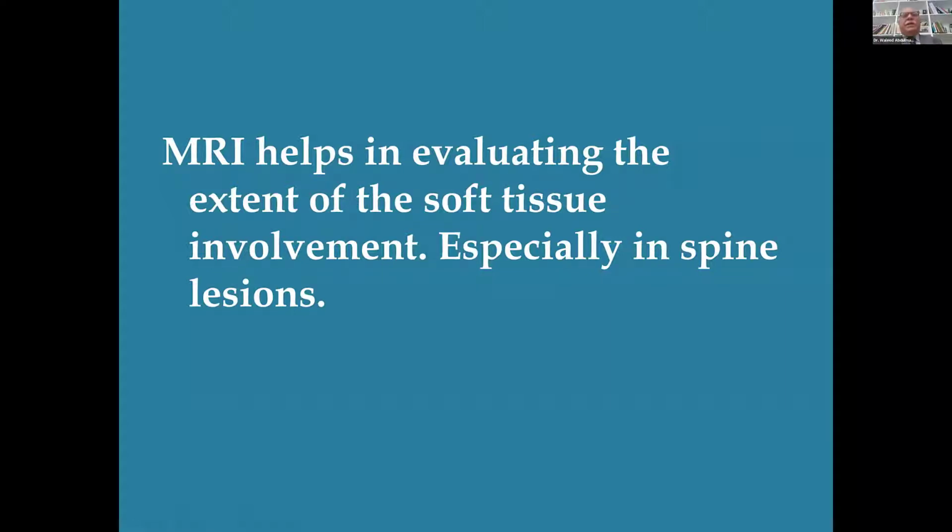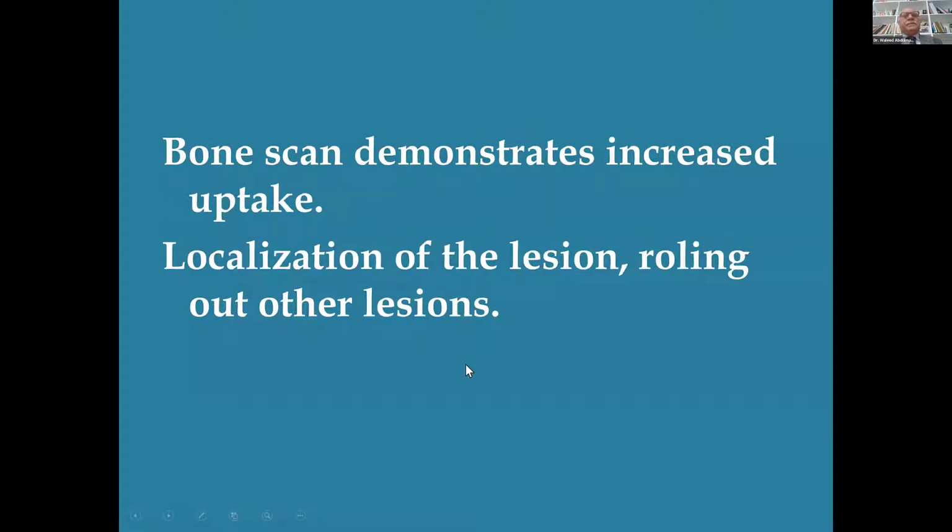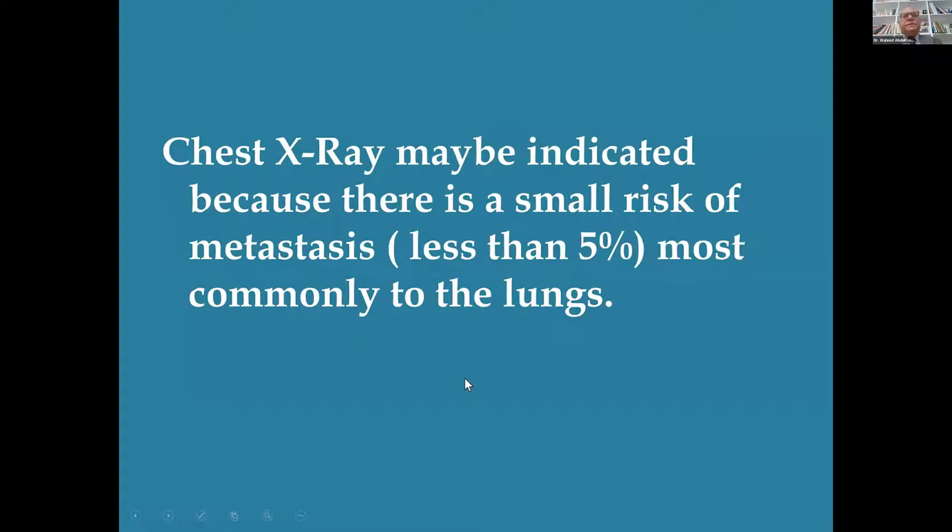MRI helps in evaluating the extent of the soft tissue involvement, especially in the spine lesions, of course, on the dura and the nerve roots. Bone scan may demonstrate increased uptake, localization of the lesion, ruling out other lesions. Chest X-ray may be indicated because there is a small risk, less than 5%, of lung metastasis.